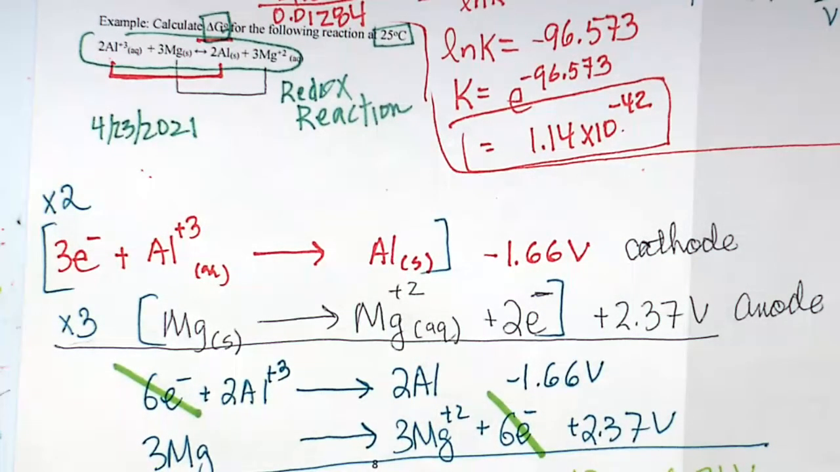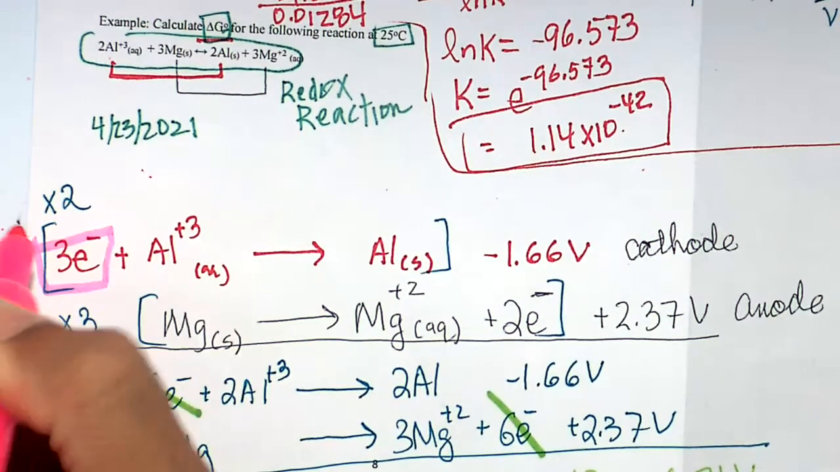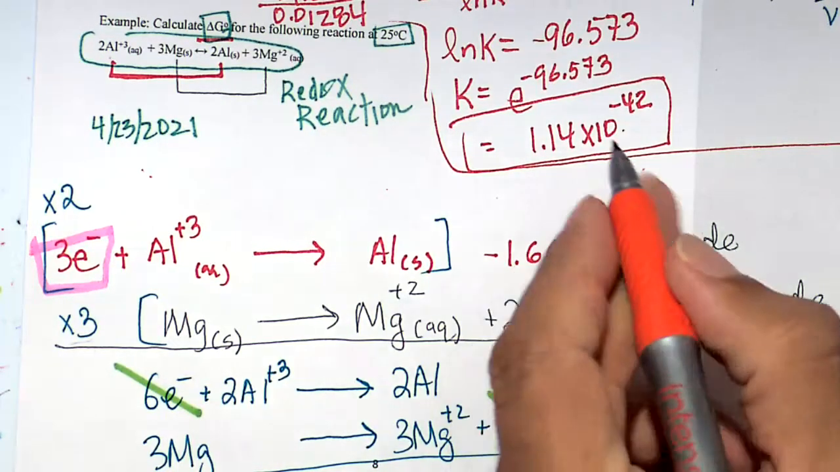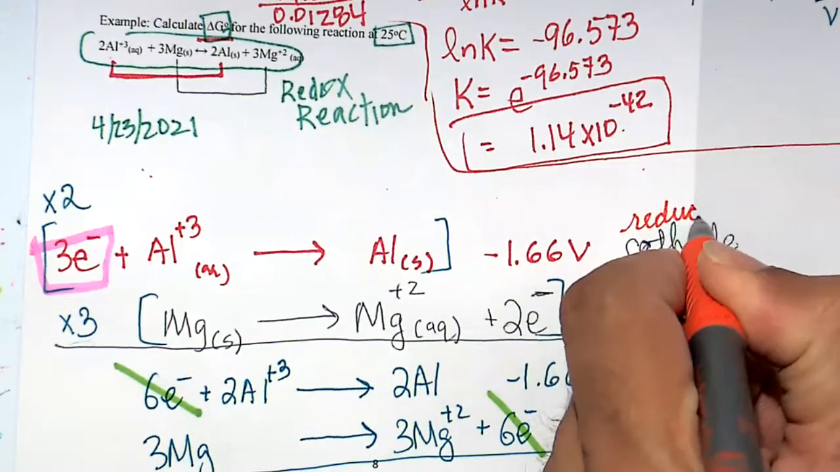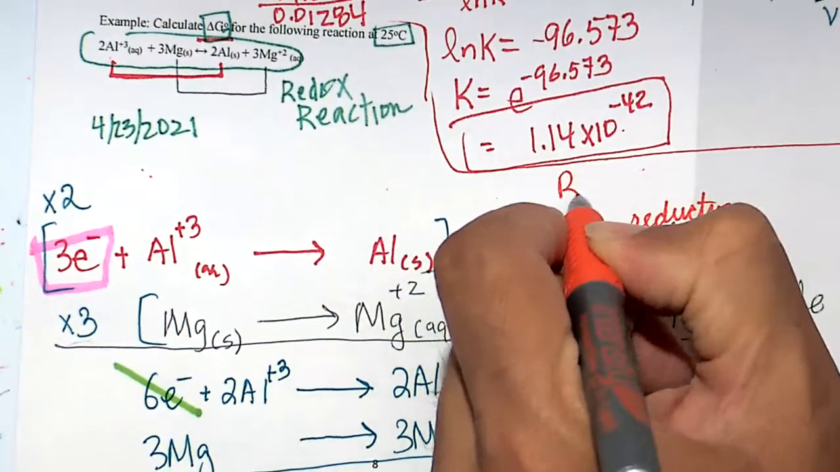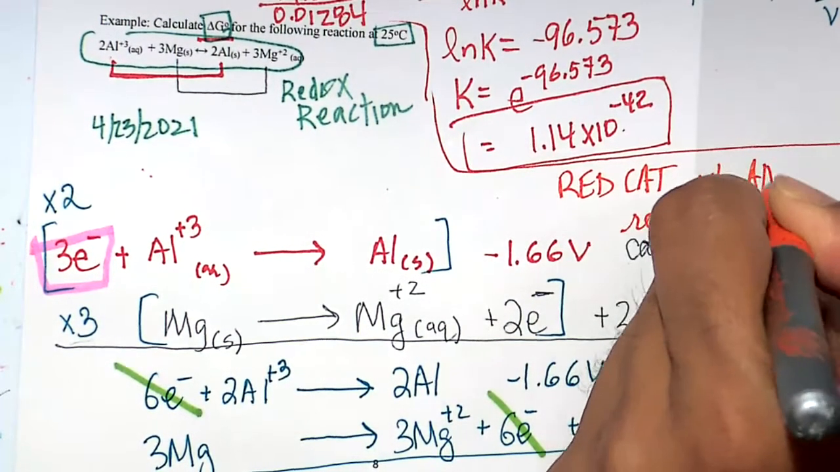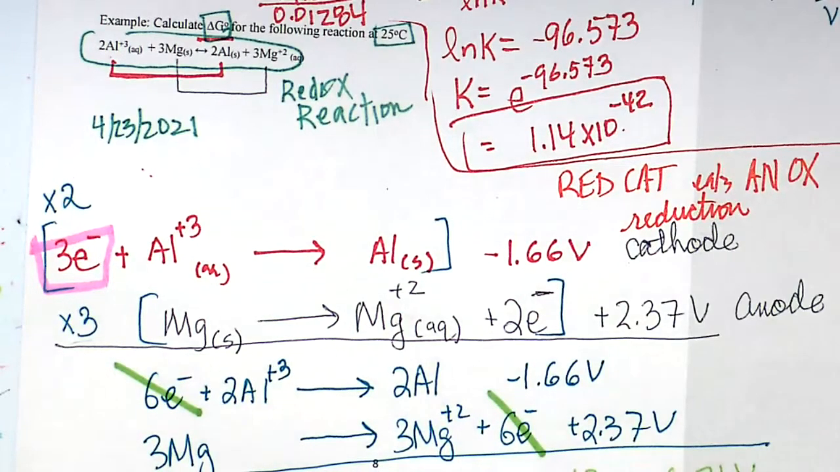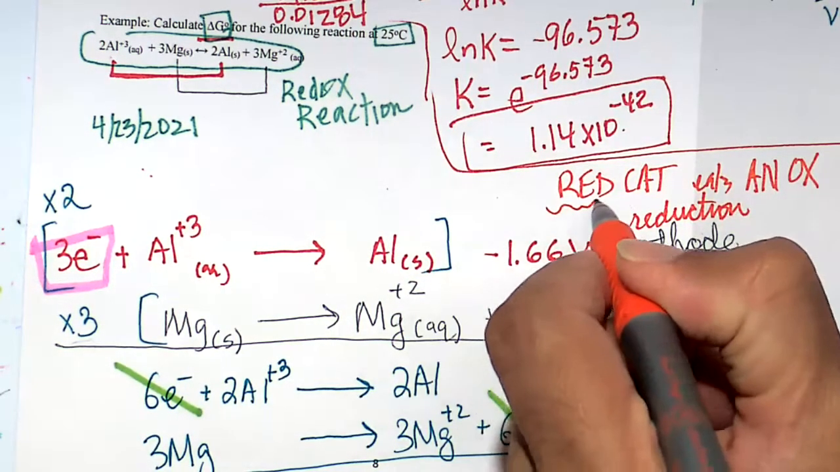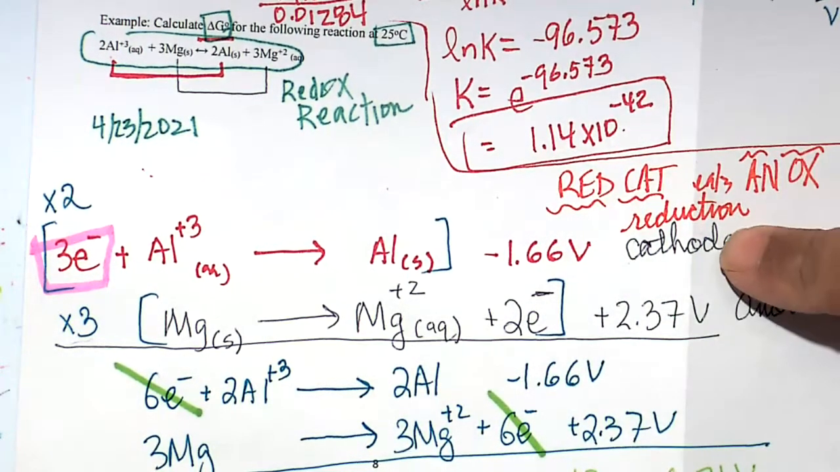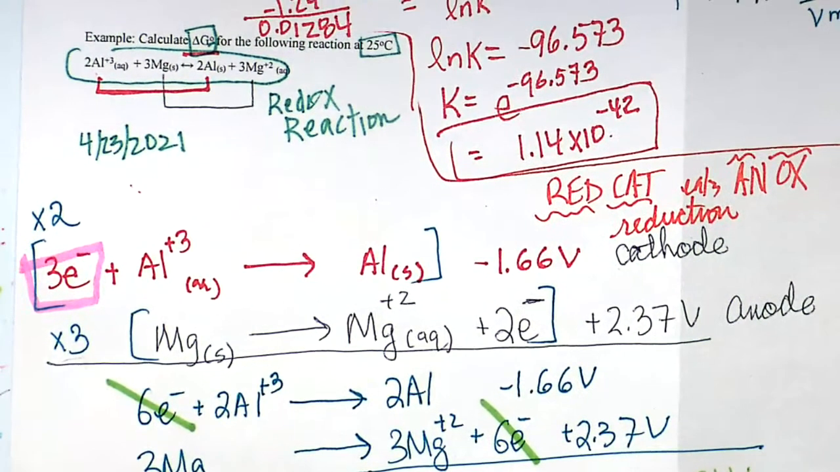I just want to remind everyone, in a cathode, you gain electrons. In this specific example, we are gaining 3 electrons, and the cathode is the site for reduction. A lot of students get these confused, so I recommend you memorize "red cat eats an ox." If you memorize that, you'll recognize reduction occurs at the cathode while at the anode oxidation occurs. So we split this into the cathode component, which is reduction, and the anode component, which is oxidation.